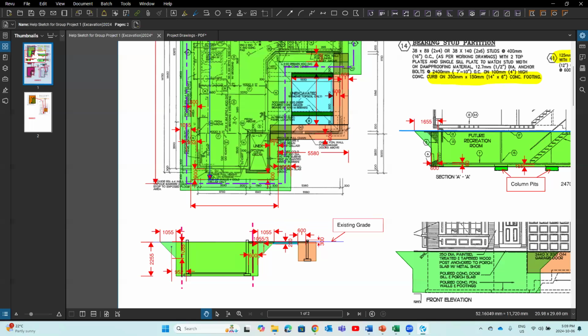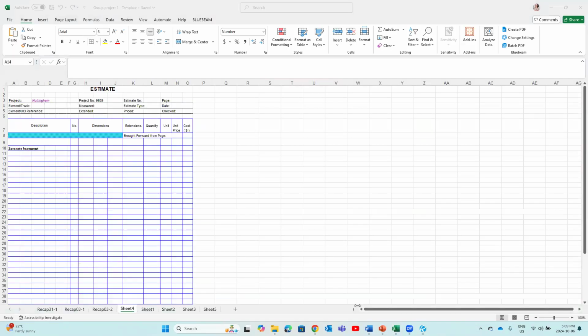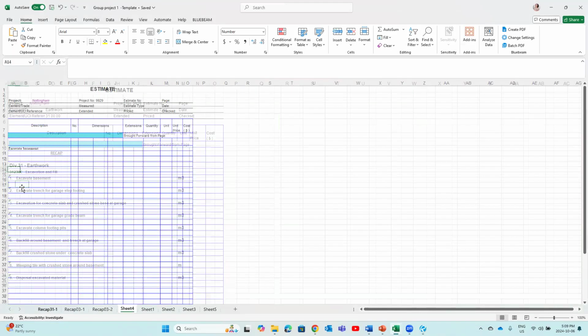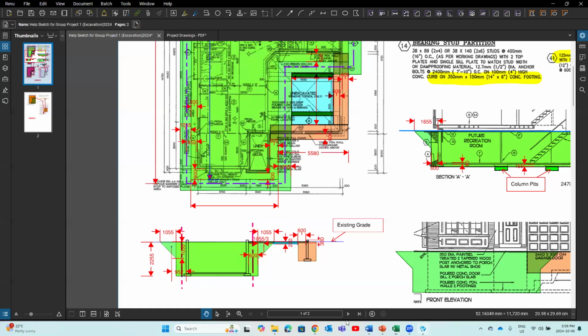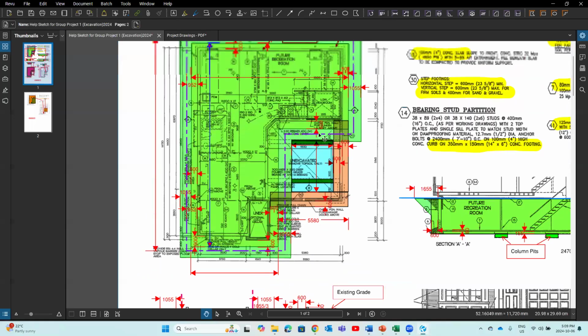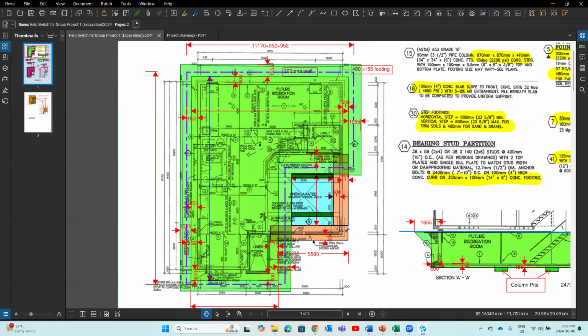That's the first work item, basement excavation. Now we look at the second work item in the recap: excavate trench for the garage step footings. So that's this, right? The trench excavation. We would figure out what is the length of the trench.